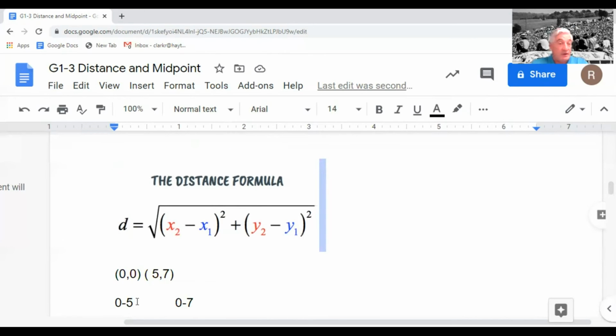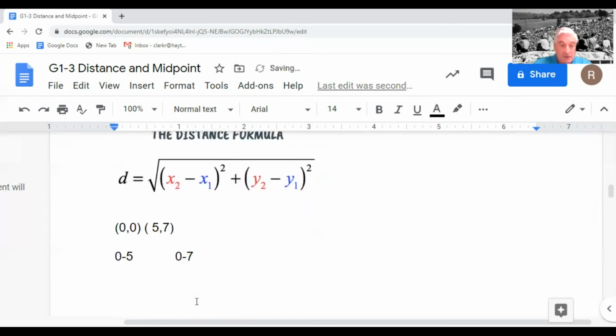When you square them, the minus signs disappear. Minus 5 squared is 25, right? And minus 7 squared would be 49. So now we've squared them. Then we have to add them together. 49 plus 25 is equal to 74. Then the formula says we have to take the square root of them.